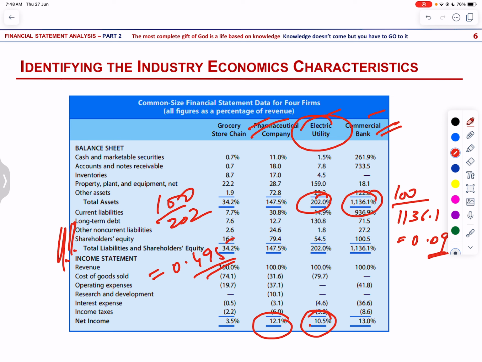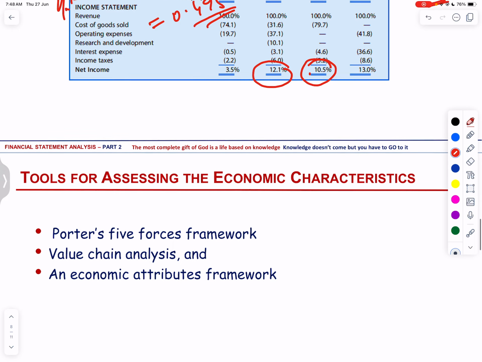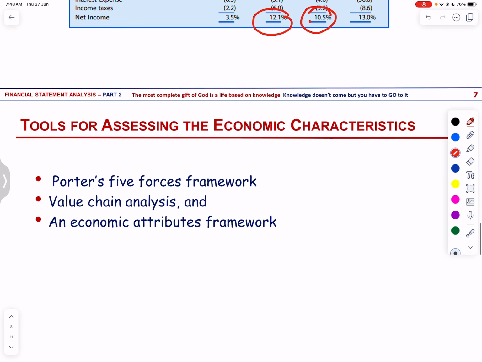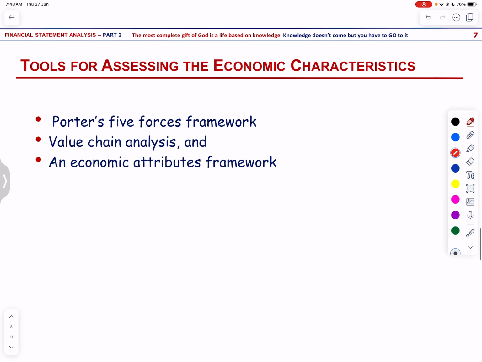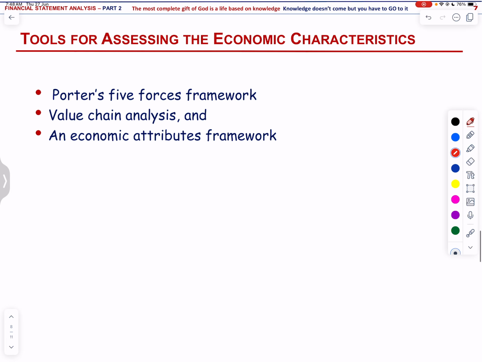Next, let us talk about the tools for assessing the economic characteristics that drive competition in an industry. We will analyze Starbucks' position in the coffee beverage industry using Porter's 5 forces framework, industry value chain analysis, and economic attributes evaluation. We will also talk about the microeconomic frameworks for comprehensive industry analysis.